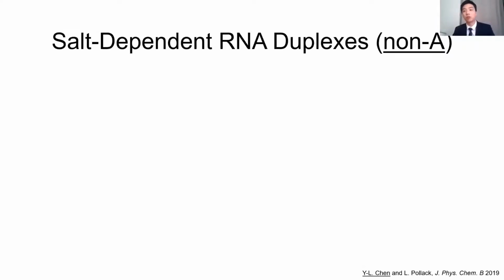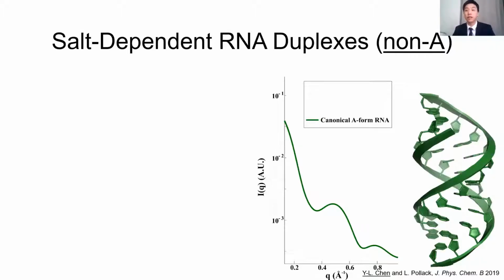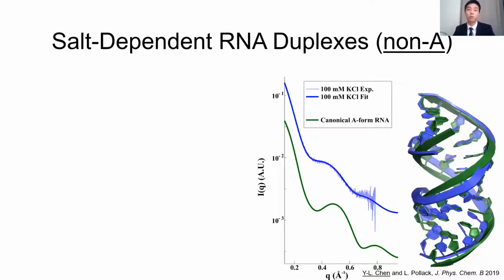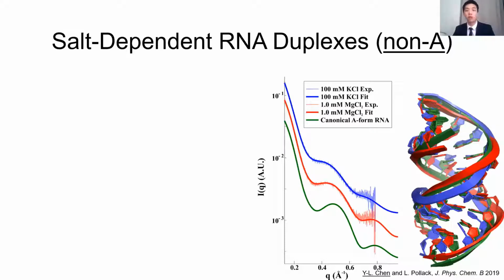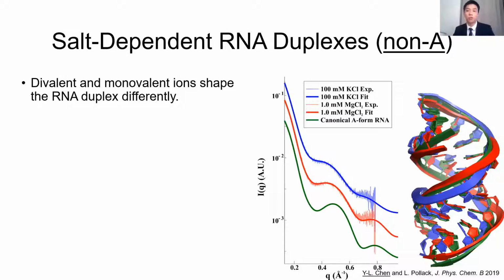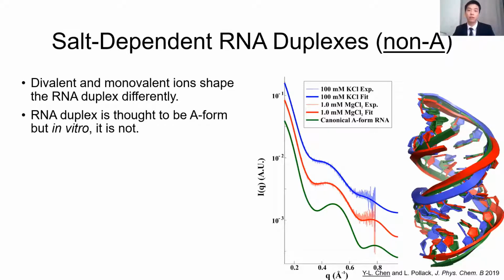Here I would like to show the selection result and the implication. Remember in the introduction, I mentioned that the RNA duplex is thought to be a rigid A-form in solution, shown in the green curve and green duplex. However, as we measure the conformation in potassium, the WAXS profile suggests otherwise, and the blue duplex is a selected structure. Moreover, in magnesium, the duplex has another different conformation shown in red. So now we see that the RNA duplex is shaped differently by divalent and monovalent ions. And contrary to the general assumption, the RNA duplex is not an A-form duplex in solution.